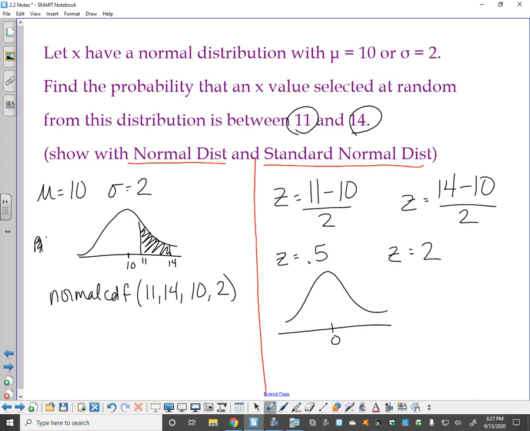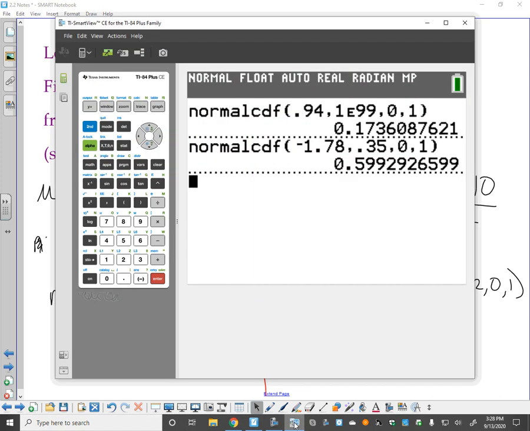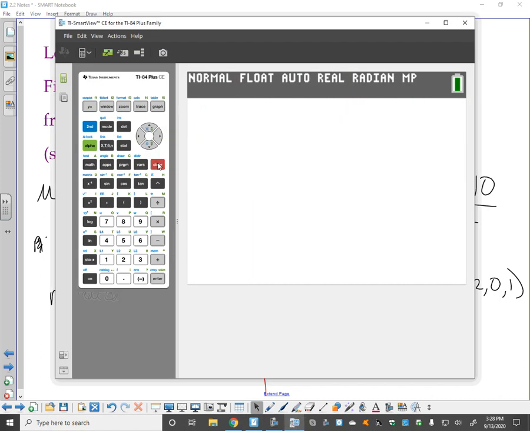I know that my distribution is going to be centered around 0, so I'm going from 0.5 to 2. Again, I'm not putting tons of time into that, but you do need a visual, a graphical representation of what you're doing. So then I'm going to normal CDF 0.5 to a 2. But remember, this is standard now, so my average is a 0, and my standard deviation is a 1. Now I'm going to grab my calculator, and I'm going to type both things in, and I should get the same answer.